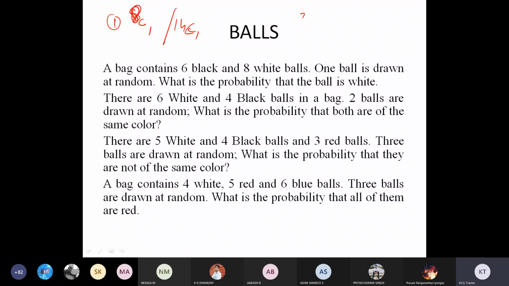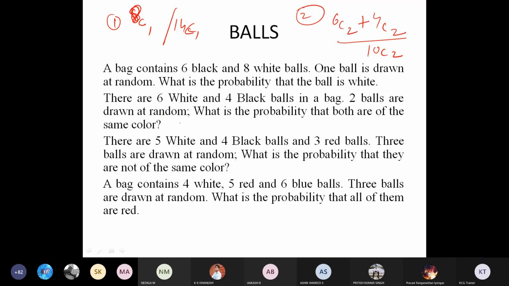Here, second question. There are 6 white and 4 black balls. 2 balls are drawn at random. What is the probability that both are of the same color? If both are of the same color, either I should select 2 white or 2 black. If I want 2 white, it is 6C2. If I want 2 black, 4C2. So either 2 white or 2 black, and or means plus. This is PNC. How to convert it to probability? Divide by 10C2.